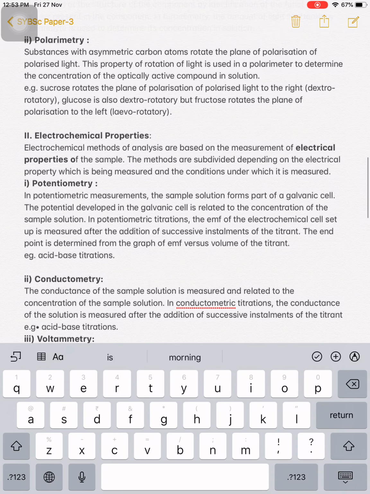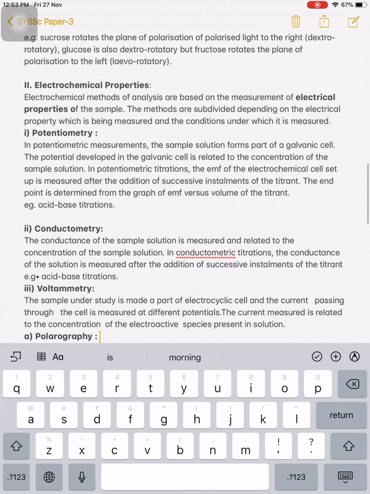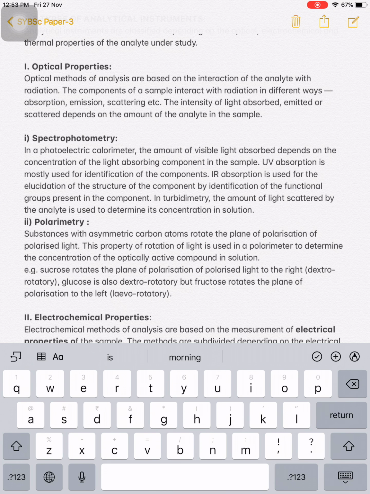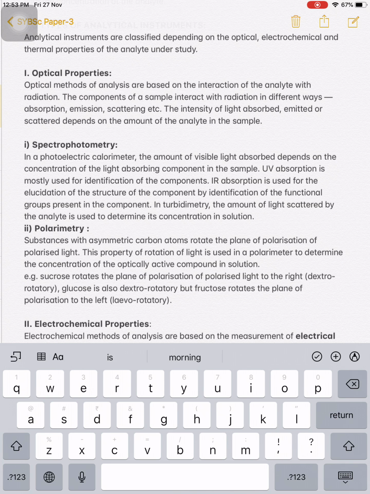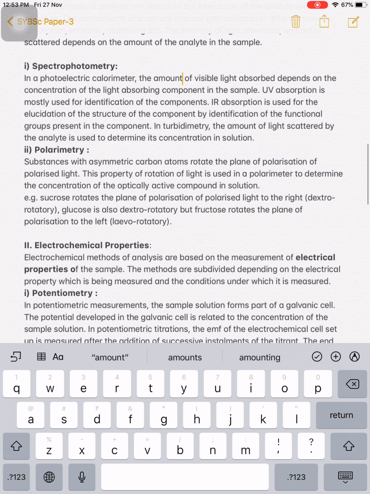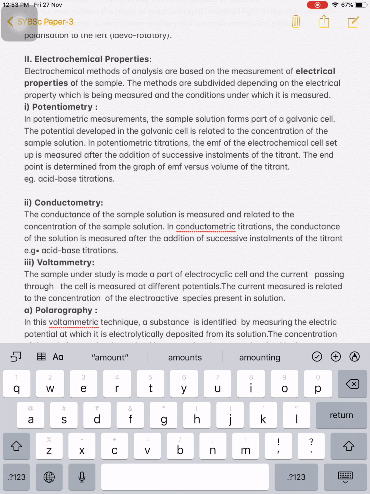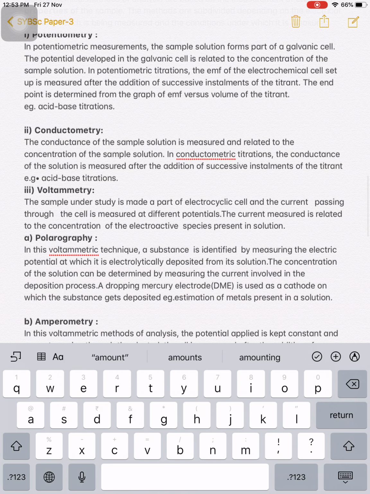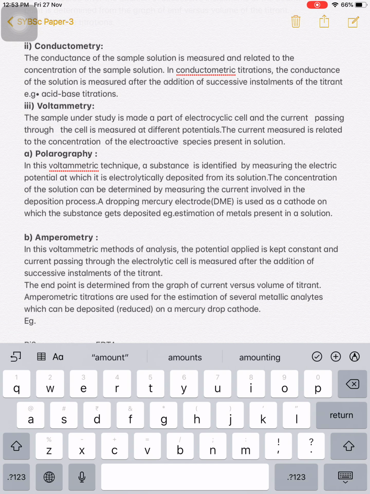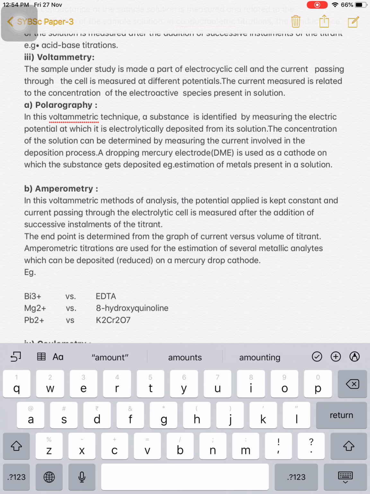So we have seen optical properties, where we studied spectrophotometry and polarimetry. In spectrophotometry, absorption of light is important. In polarimetry, rotation of light is important. In electrochemical properties, we have seen potentiometry, where we measure EMF, the potential difference developed in the cell. In conductometry, the conductance of the solution is measured. In voltammetry, the current passing through the solution is measured at different potentials. Polarography and amperometry are part of voltammetry.